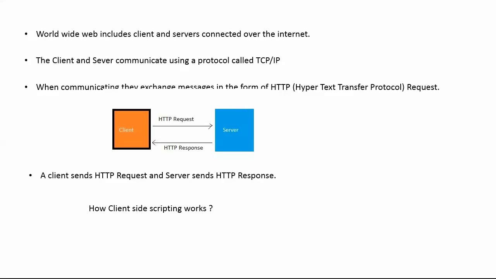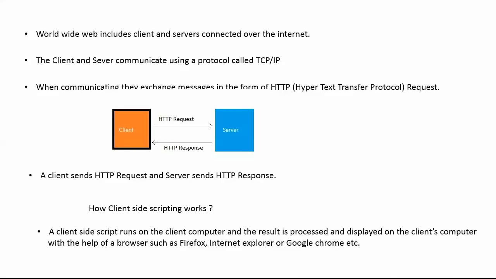Now, how does client-side scripting work? As we have mentioned, there are two types of scripting. One is client side and the other one is server side. A client-side script runs on the client computer and the result is processed and displayed on the client's computer with the help of a browser such as Firefox, Internet Explorer, or Google Chrome, which is installed in the client's computer.